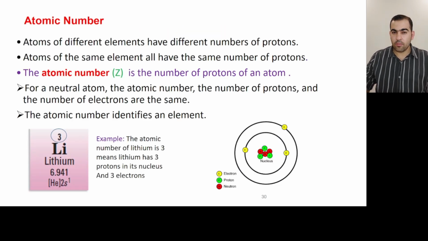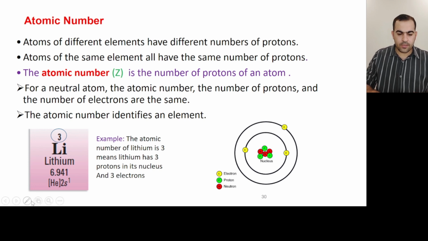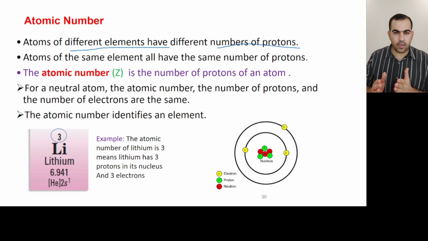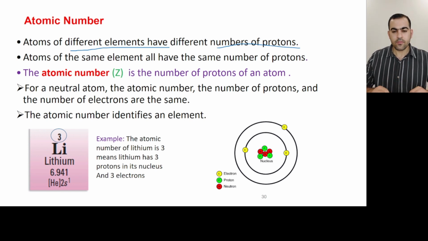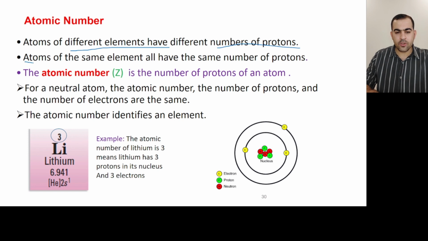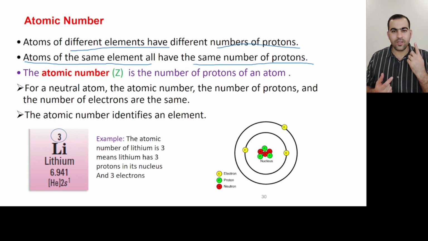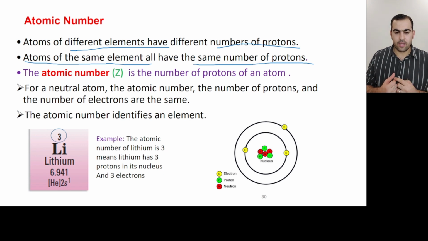Atomic number. What's atomic number? Before we talk about atomic number, we know that atoms of different elements have different numbers of protons. Hydrogen has one proton and helium has two protons. Atoms of the same element have the same number of protons. For example, all hydrogen atoms contain only one proton in their nucleus.